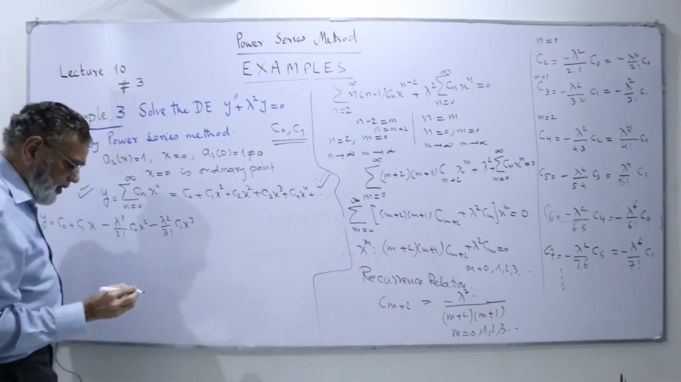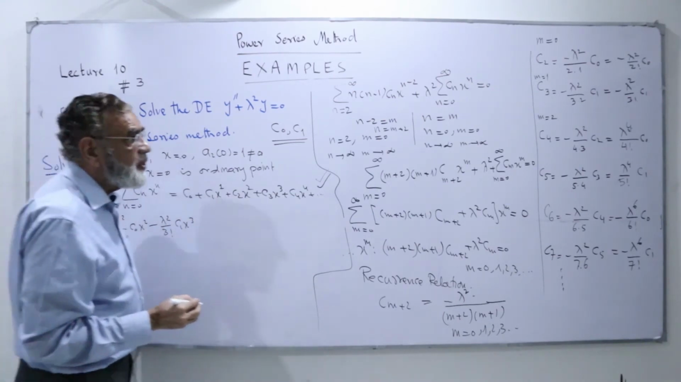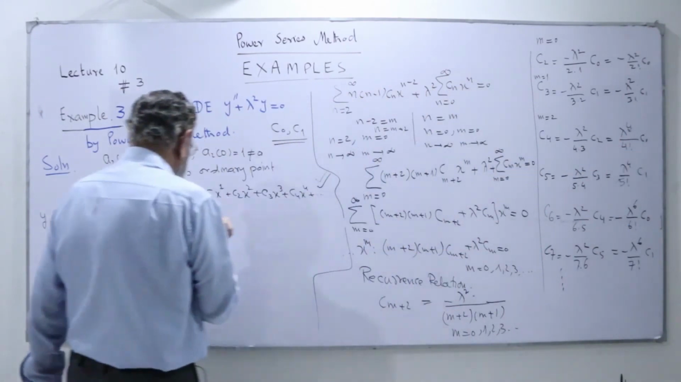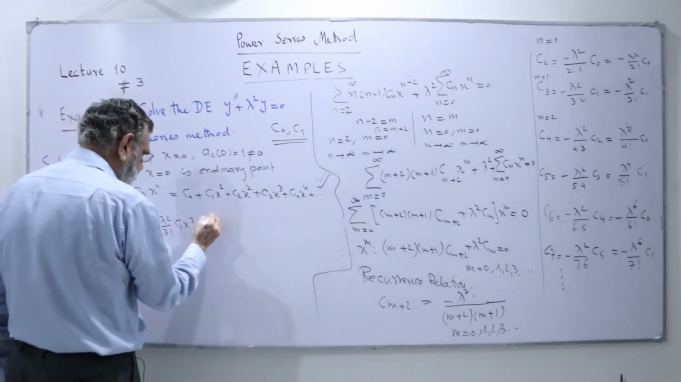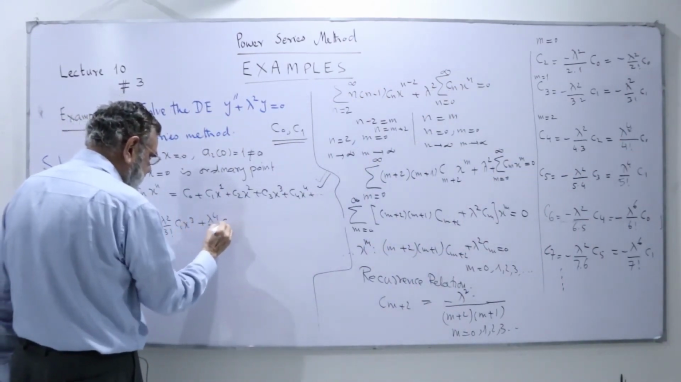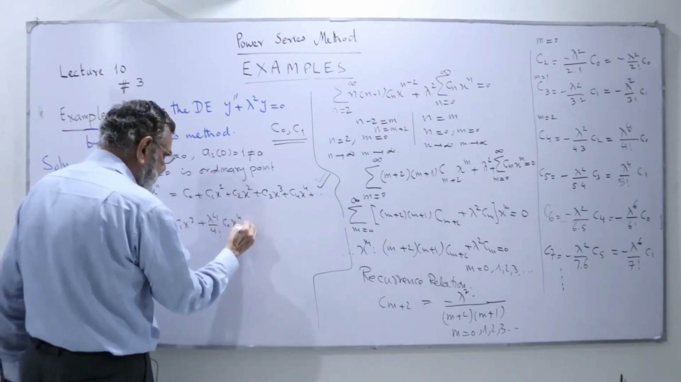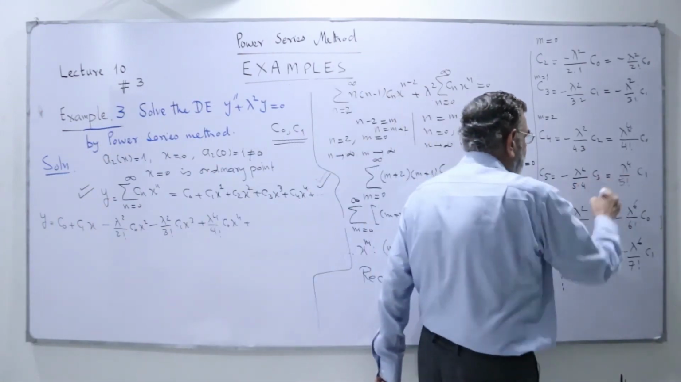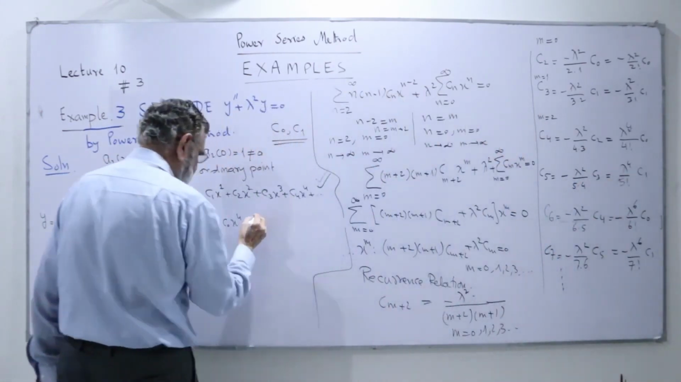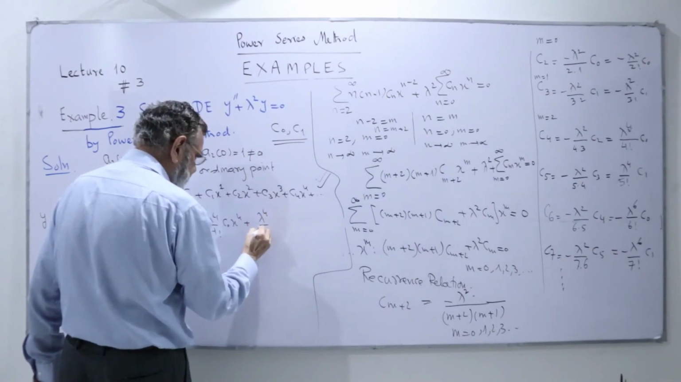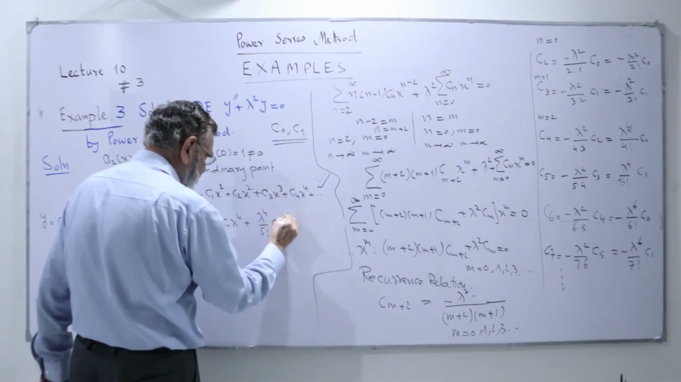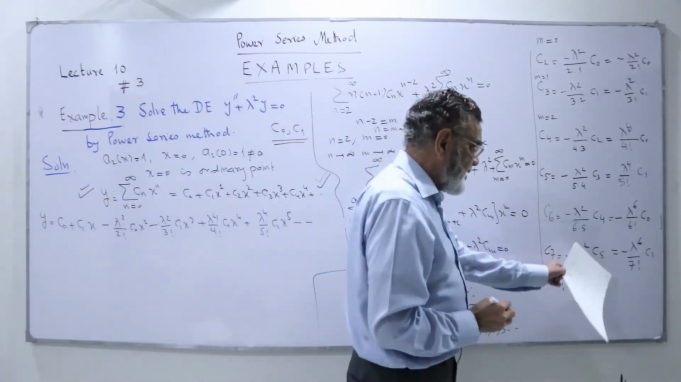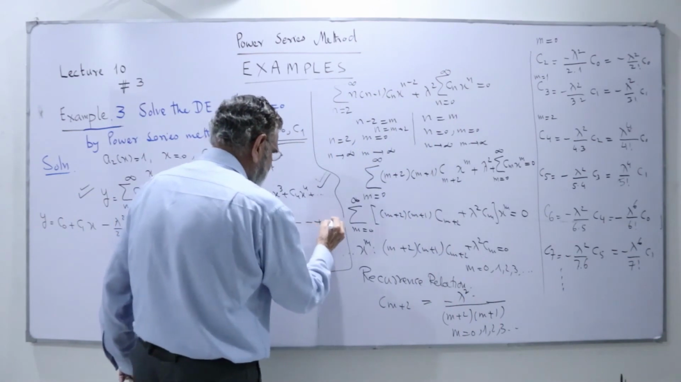Then is C4. What's my C4? My C4 is equal to lambda 4 over 4 factorial C0, plus lambda 4 over 4 factorial C0 x to the power 4. Now C5. C5 is lambda to the power 4 over 5 factorial C1, so lambda to the power 4 over 5 factorial C1 x to the power 5. Then we have minus C6 and C7 and so on, then plus and so on.